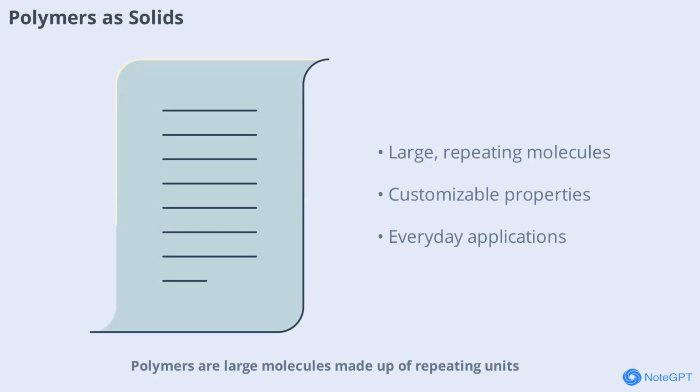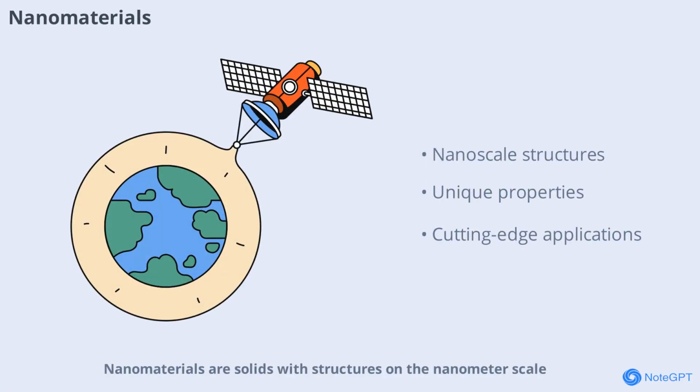Polymers are large molecules made up of repeating units, and many are solid at room temperature. Plastics, rubbers, and fibers are all examples of solid polymers. Their properties can be tailored by changing the structure of the polymer chains, making them useful in countless products from packaging to clothing. The study of solid polymers bridges chemistry, physics, and engineering.